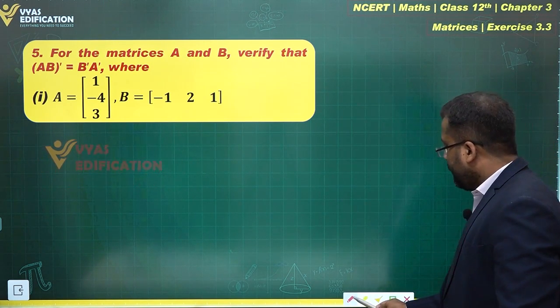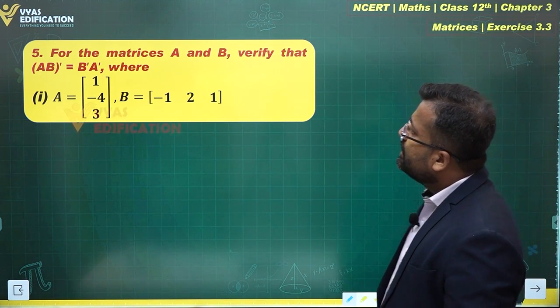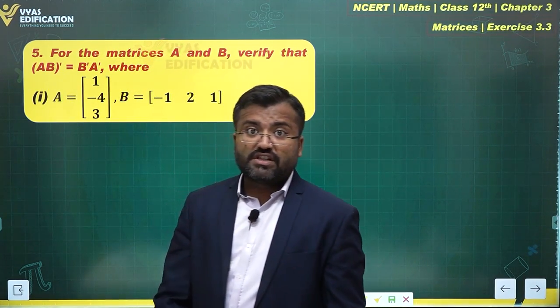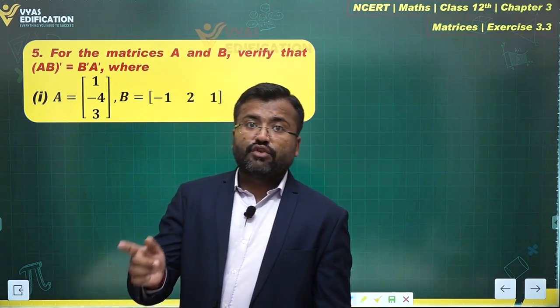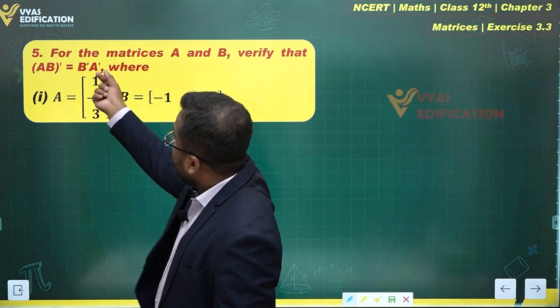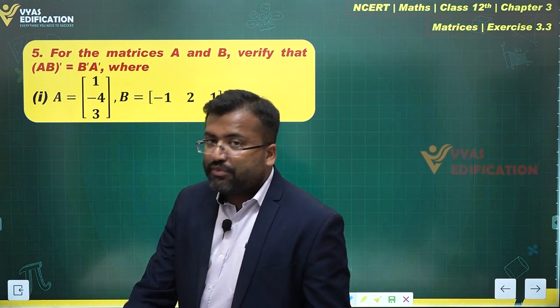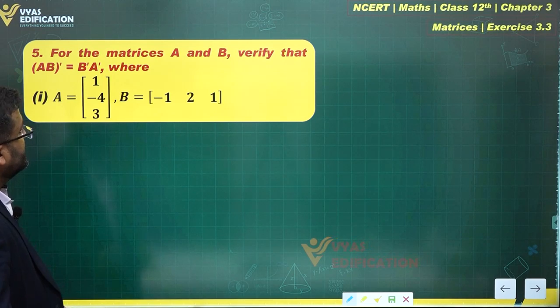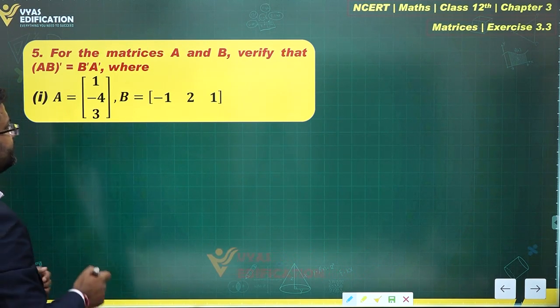Verify this basically. How do we go about doing that? So in the LHS, as you may observe, you have the product AB. First, we have to find the product AB, and then we have to take the transpose of that. For the RHS, we have to take the transpose first and then find the product. The product B transpose times A transpose. Okay. Let's try to do it.